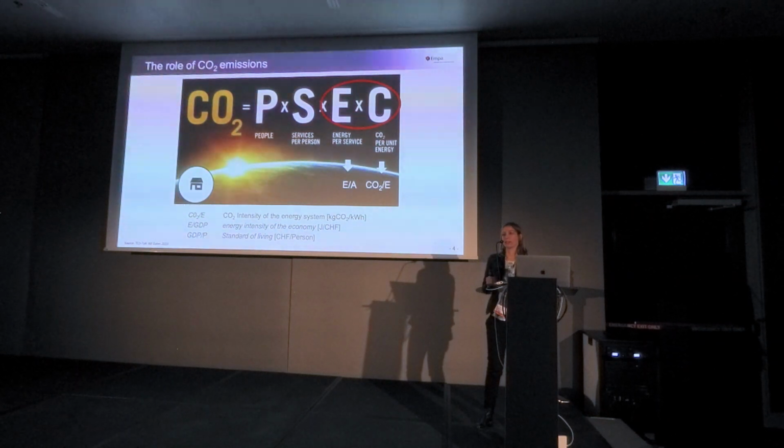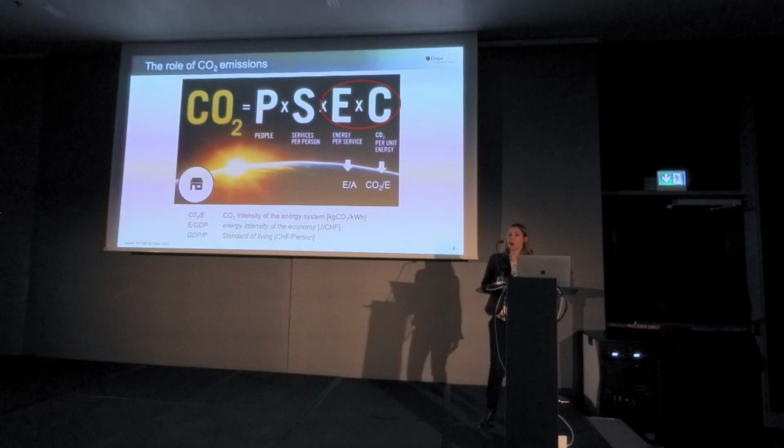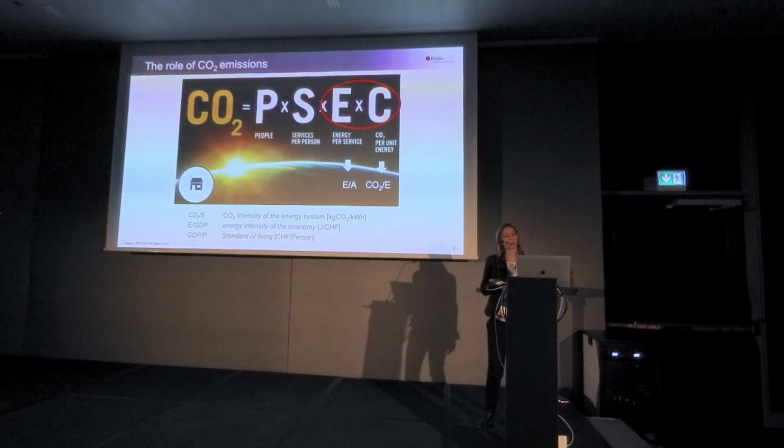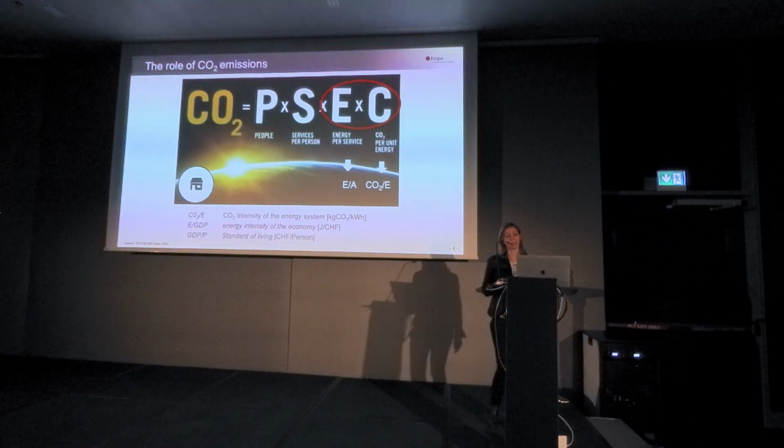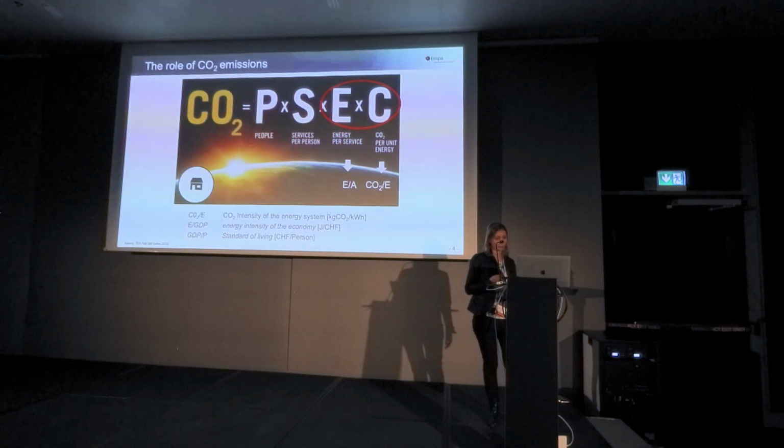We can also use that same equation and apply it to the building stock, which would mean that we have to make our buildings more energy efficient. So we have to reduce the energy per square meter, for example, and we have to replace the fossil fuels. So basically the CO2 emissions per energy that these buildings consume should go down.